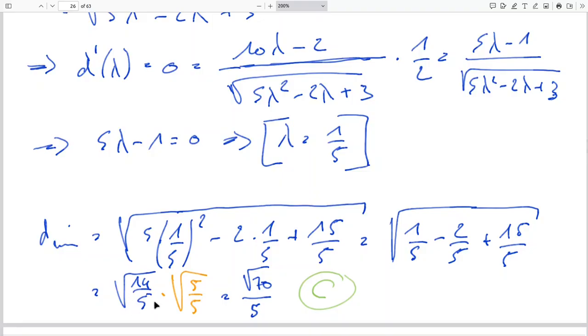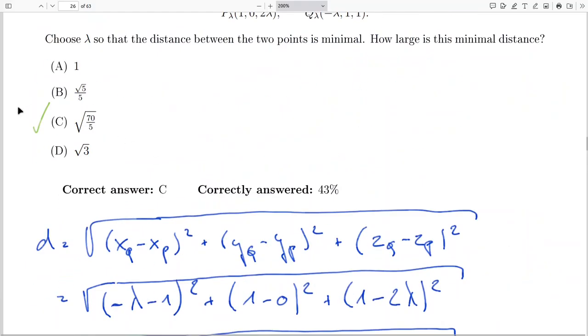Mathematicians don't like that, so we'll multiply that by the root of 5 over 5, which gives us 5 times 14, that is root of 70, and root 5 times root 5 gives you 5. So root 70 over 5, and that is answer C.